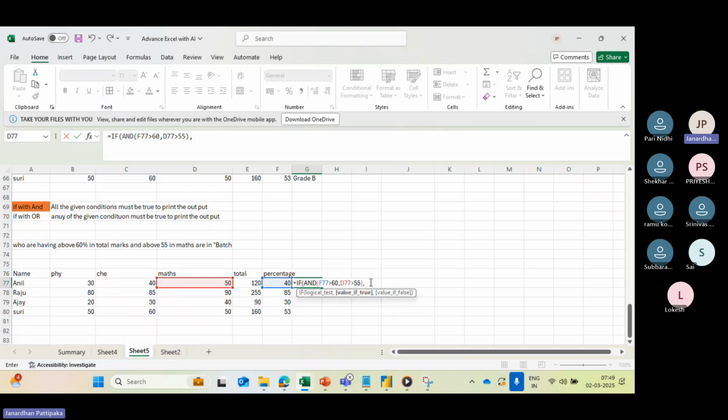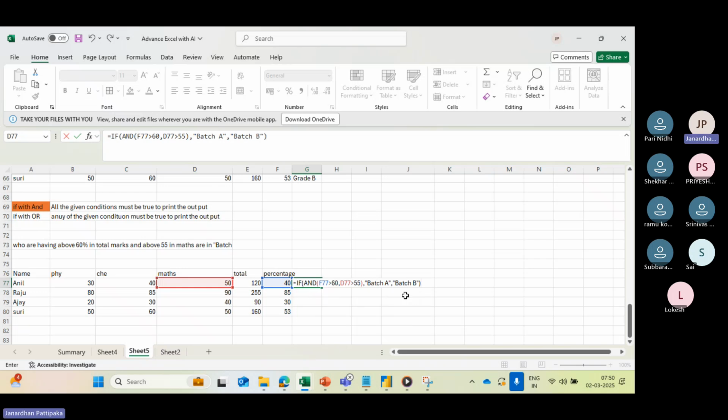I need to place this person in batch A. So batch A, you are hard coding the value, right? You need to mention it in double quotation, "Batch A". If the result is false, I need to mention that if this condition is not satisfied, I move the person to batch B. Just mention the comma. Otherwise, if it is false, I need to move them to batch B. So we are also entering this data manually.